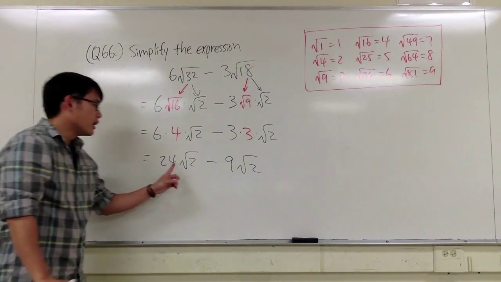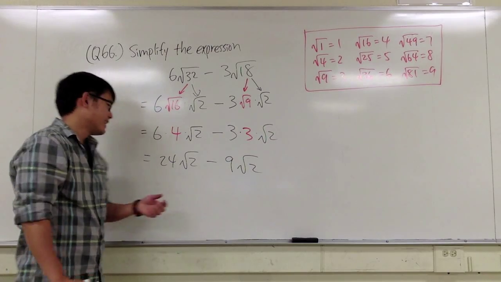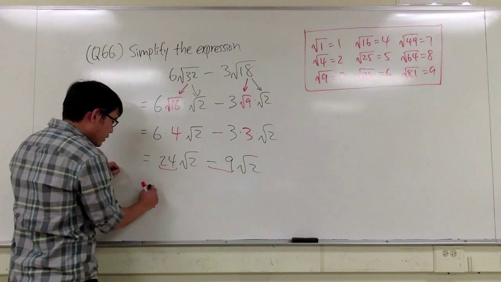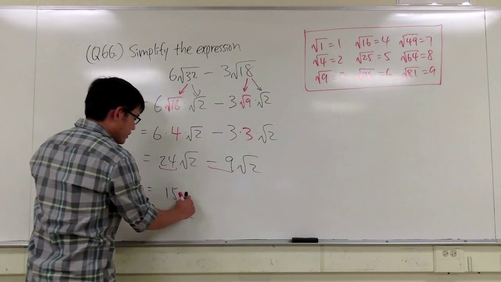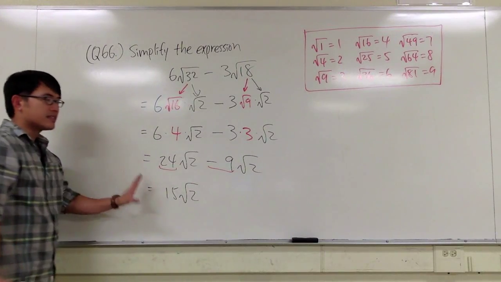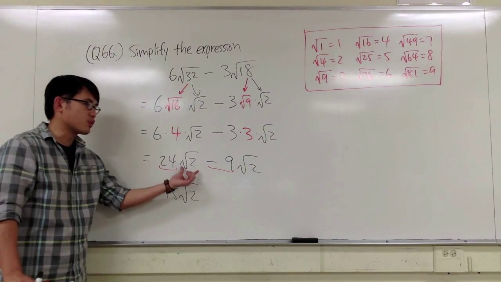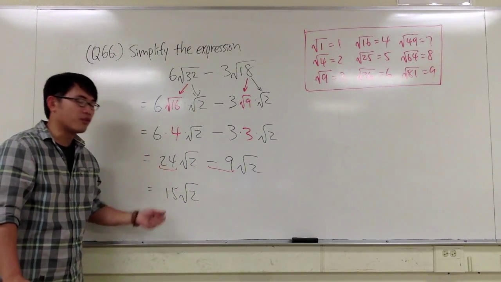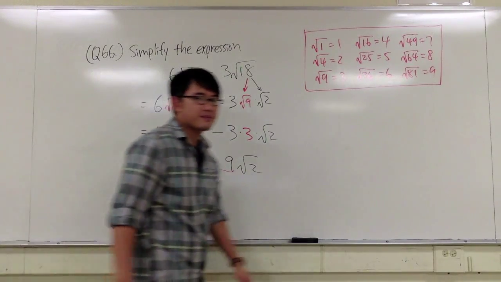And you see that we have the same terms. They are like terms. So what we can do is 24 minus 9, that will give us positive 15, and we will keep square root of 2. This is how we combine same radicals. Both of them have the square root of 2. We just need to do 24 minus 9, and that will give you 15 square root of 2. That's it.